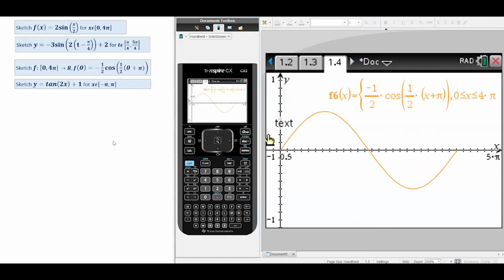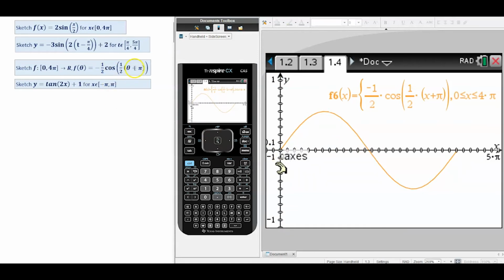So this third question is an interesting one. Again, I've changed my theta in the question to x when I typed it in. I've changed my window quite a bit here, so you can see that we're going between -1 and 5 pi for my x values, -1 and 1 on the y-axis, and it actually looks like a sine graph, even though it's a cos.